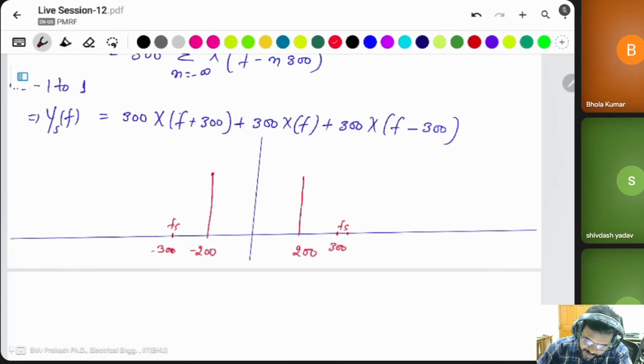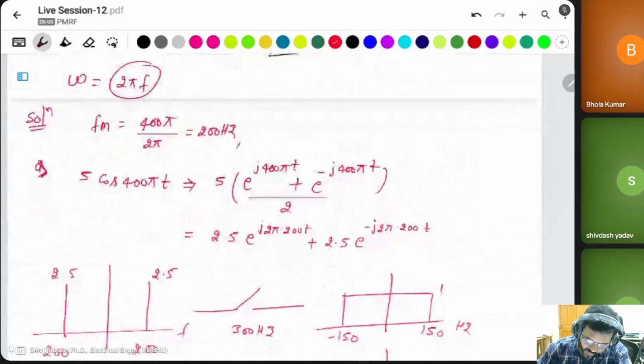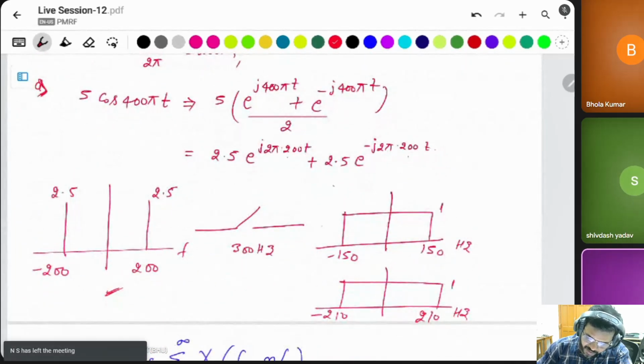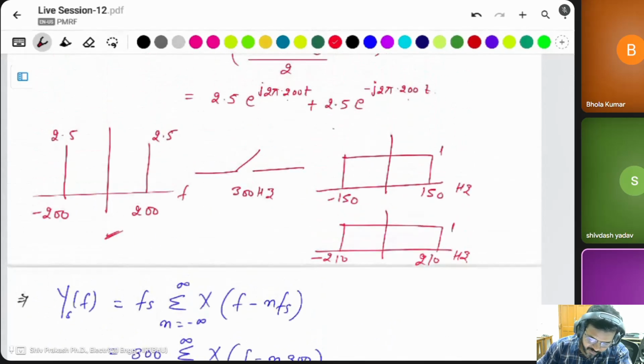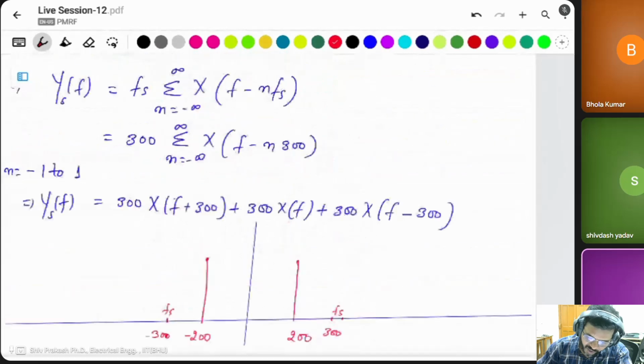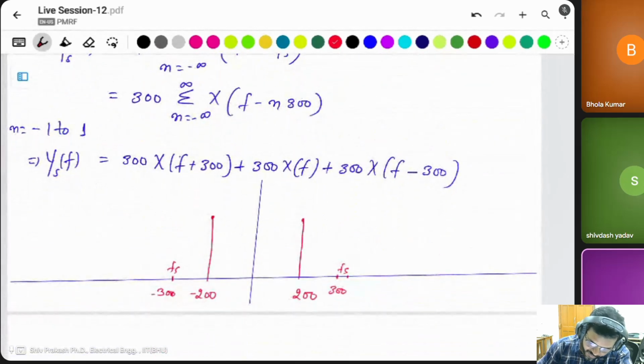Okay, what is magnitude? Magnitude is 300 into 2.5. 2.5 this one multiply by 300. Here is the frequency Xf, f plus 300. Xf is equal to this one, 2.5 magnitude. 2.5 into 300, this will be 750. This will be also 750.